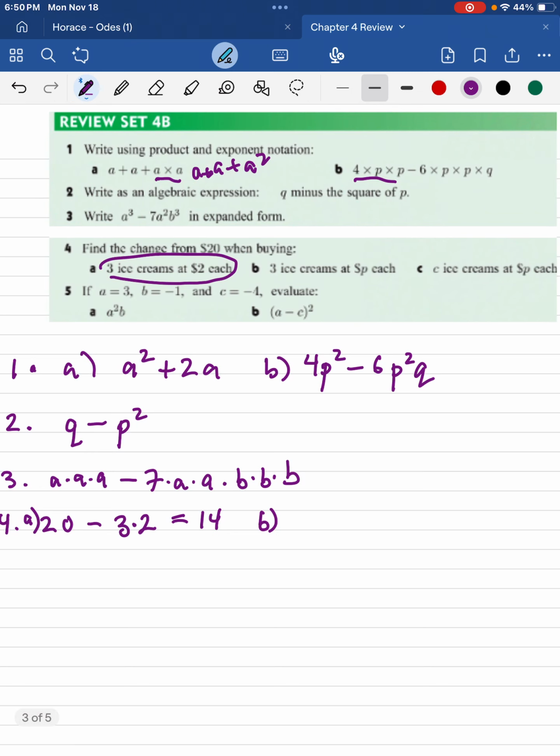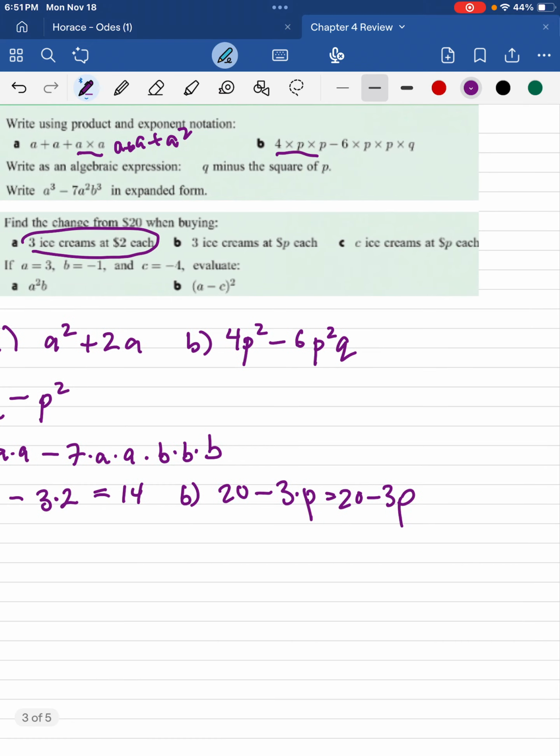B, 3 ice creams at p dollars each. That's going to be 20 minus 3 times p, or 20 minus 3p. And finally, part C, that's going to be 20 minus c times p.